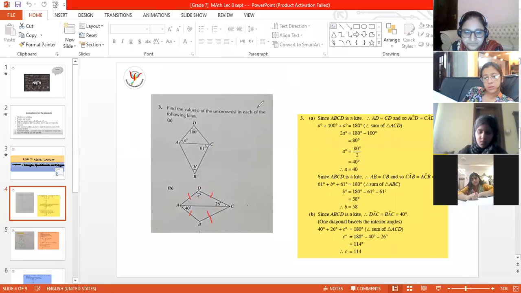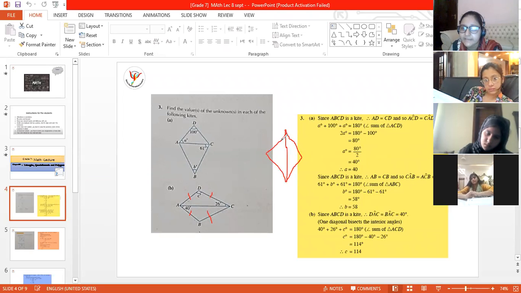Okay. So now the diagonal is intersecting the interior angle in the kite. This is the kite, this is the diagonal, and we have a concept in a kite that if the diagonal is cutting the interior angles of the kite, then this angle and this angle will be the same. If diagonals are cutting the interior angles of the kite, then this angle and this angle will be the same. Is this concept clear?